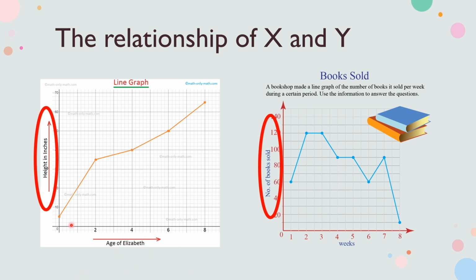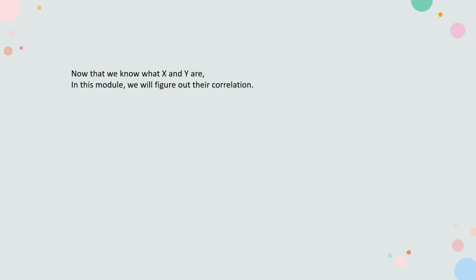In this example, age is the independent variable. Elizabeth's age will come no matter what we do, and tied to her age is her height, which happens because of her aging. In this other example, weeks is the independent variable, and time will march forward, and books will be sold with respect to time. In data where one variable is the measurement of time, that data usually goes to the x-axis.